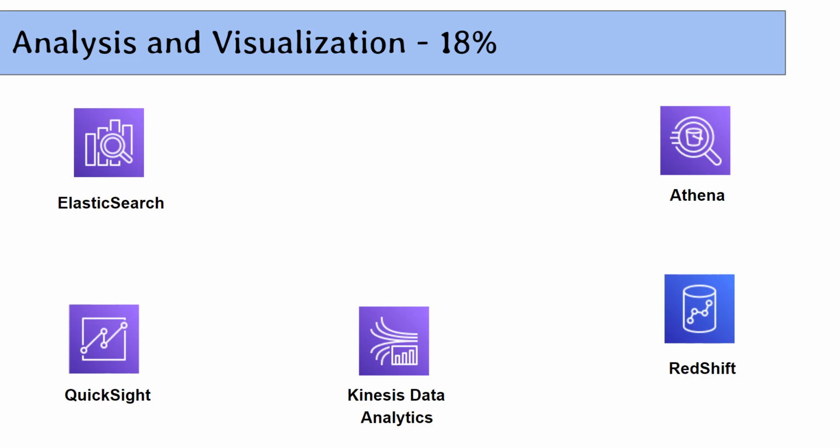Fourth one is analysis and visualization, which covers 18% of the syllabus. But when I gave the exam, I found many questions from this domain. So on the visualization front, QuickSight is very important. You also get visualization under the hood with Elasticsearch in the form of Kibana. So be very sure to select the appropriate visualization when getting a question in the exam.